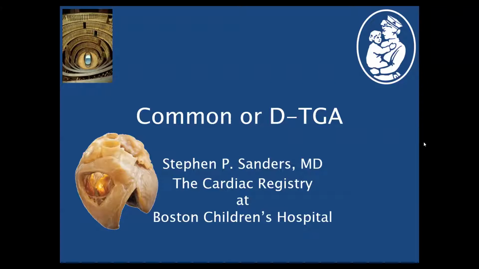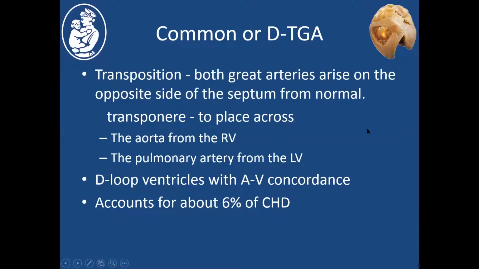Welcome to this discussion of common or D-transposition of the great arteries. What we mean by transposition is that both great arteries arise on the opposite side of the septum from normal. This is from the Latin verb transponere, which means to place across. In this case, to place the great arteries across the septum from their usual location.